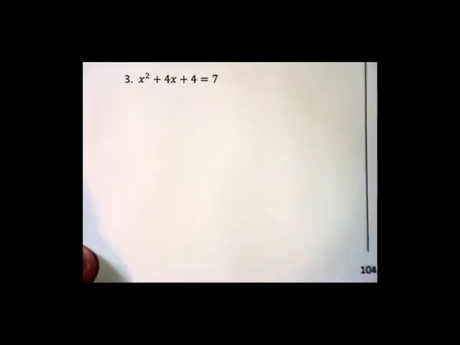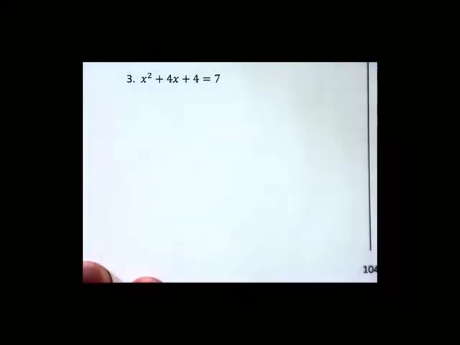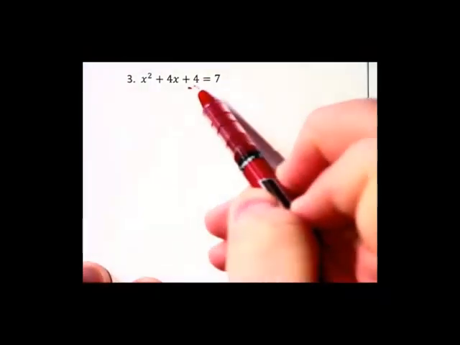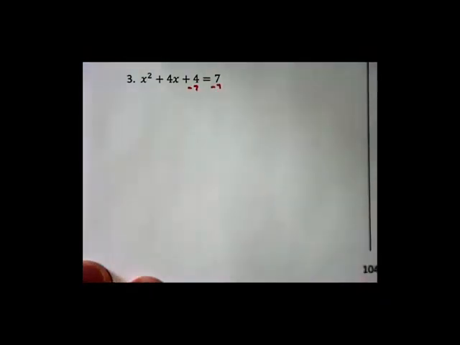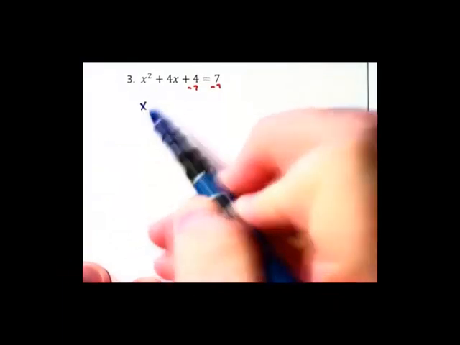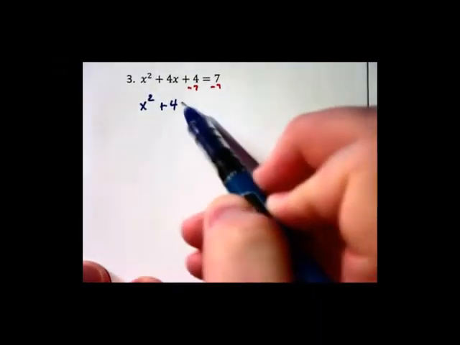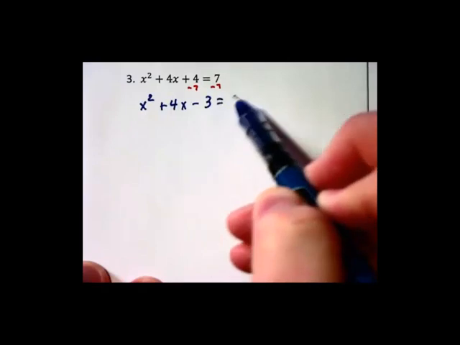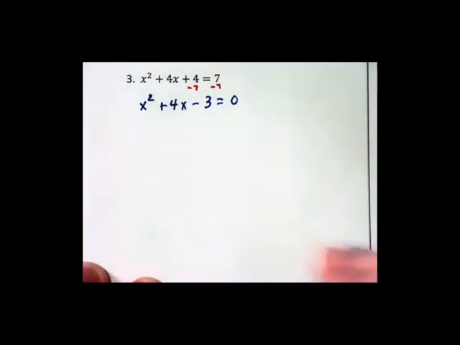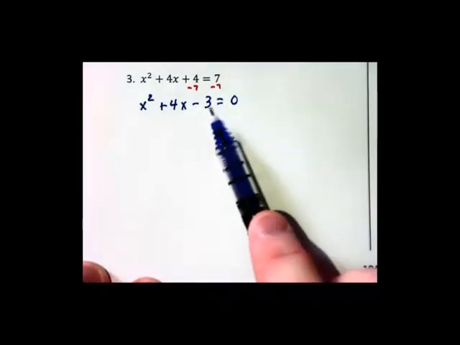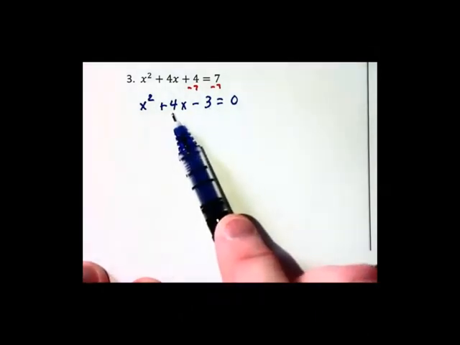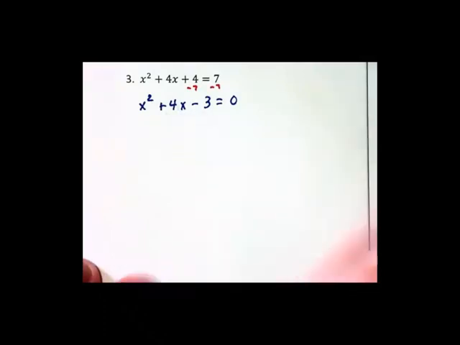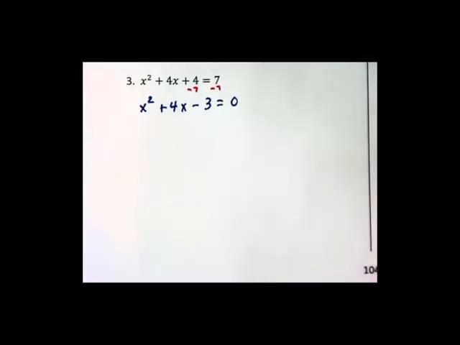Okay, third equation, again not set equal to 0. So the first thing we want to do is subtract 7 on each side of the equation, leaving us with x squared plus 4x minus 3 equals 0. Now we look at this and we say, okay, can it factor? 1 times 3 makes a 3, and 1 plus 3 makes 4, but when we try playing around with the signs, they are going to be all wrong. So the question now is, what method do we go with?